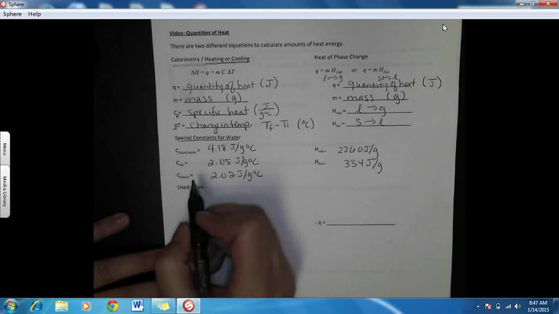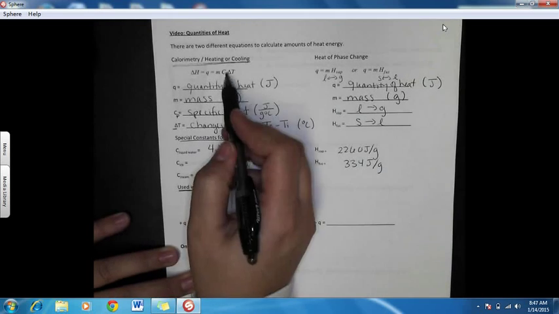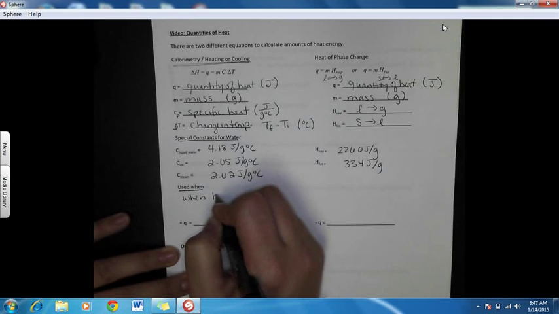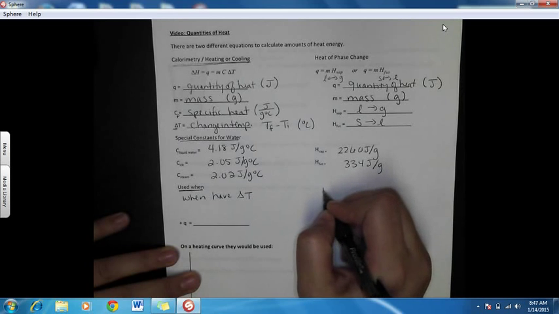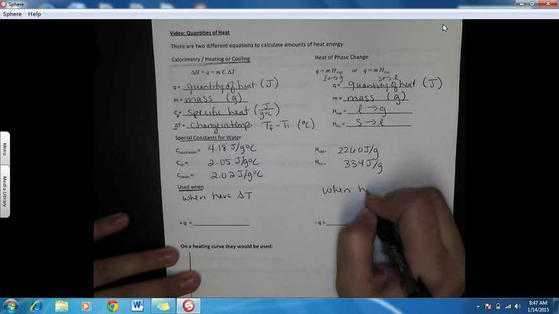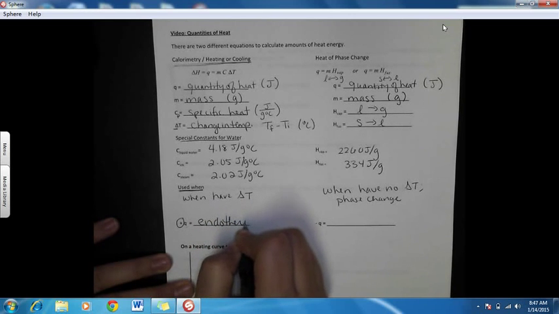Alright, so let's review. We're going to use Q equals mc delta T when we have a change in temperature. Okay, and we're going to use the heat of the phase change when we have no delta T, which means we have a phase change, such as melting, freezing, boiling, condensing. Again, review a positive amount of heat. Q is the quantity of heat, so a positive heat means we have an endothermic reaction or process. And a negative Q means we have an exothermic process.